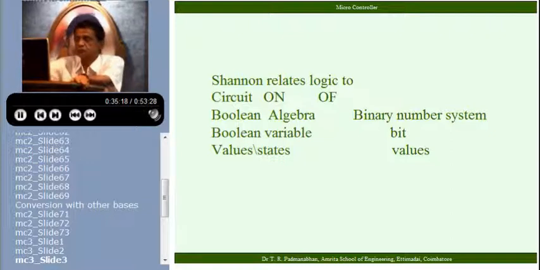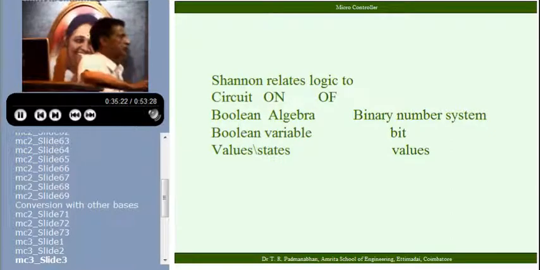Shannon related this to logic. Just see here, I put different combinations. A circuit is on, a circuit is off. Whereas in Boolean algebra, in binary number system, see here, in Boolean algebra, you have a Boolean variable. It has values or states, yes or no, true or false. In the binary number system, you have a bit. The basis of a binary number system is a bit. It takes values 0 or 1.